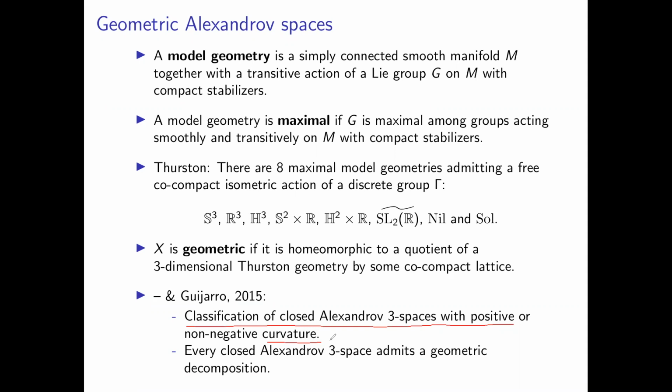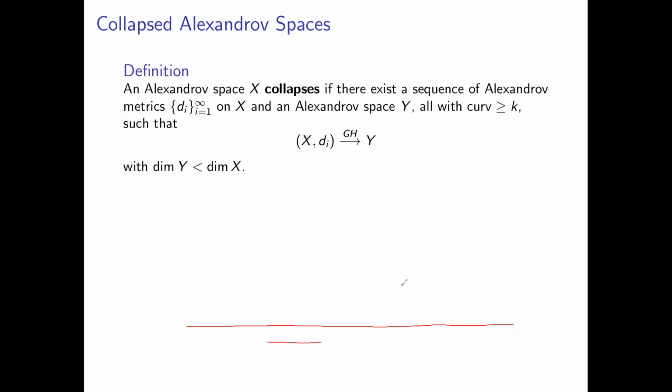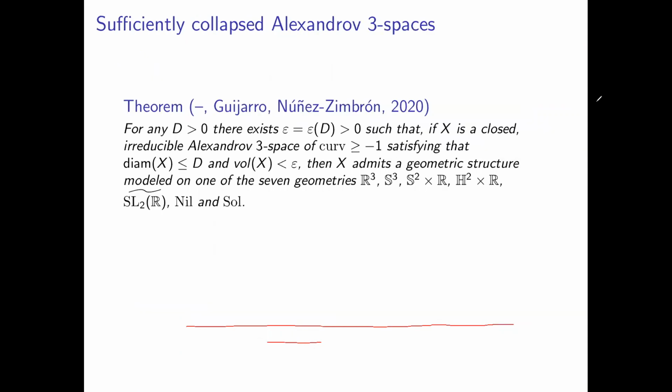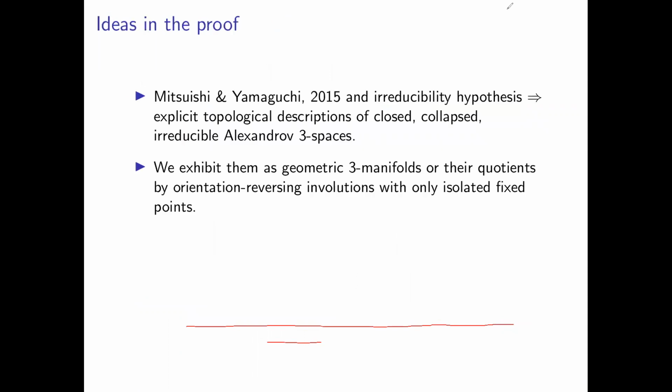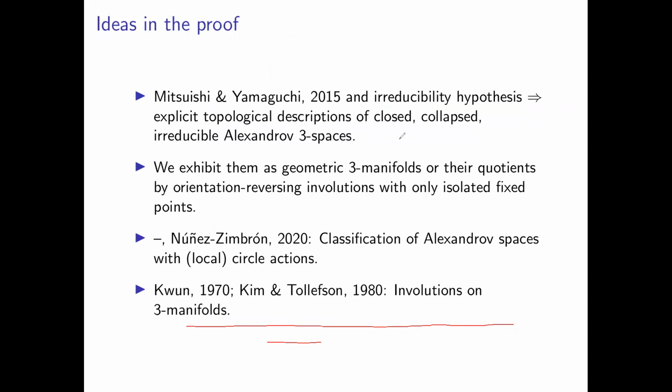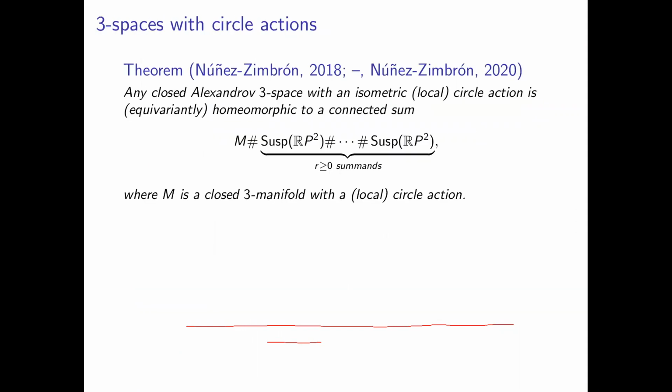I think Yamaguchi has a paper on collapsed four-dimensional Riemannian manifolds, but I think that's all that's known. In dimension 4, other than this result by Diego Corro, Matsume Asari and Jesús Núñez-Zimbrón on the analog of this one for four-dimensional spaces, there's not much. I think that's all that's known in that direction.